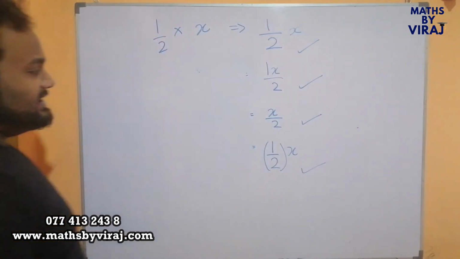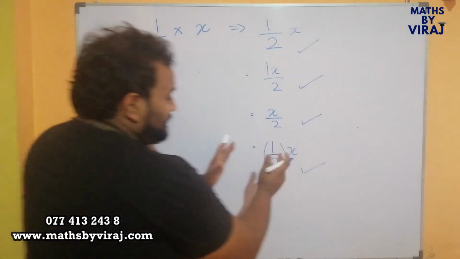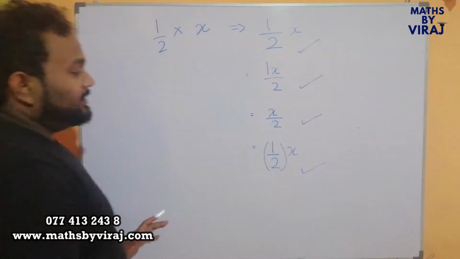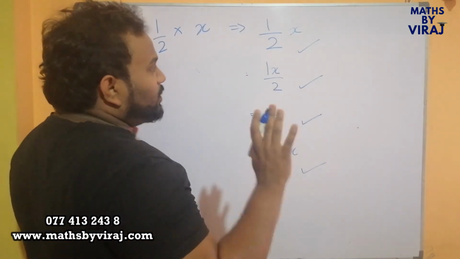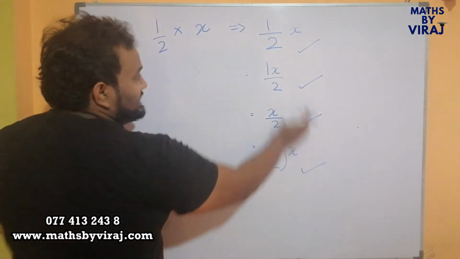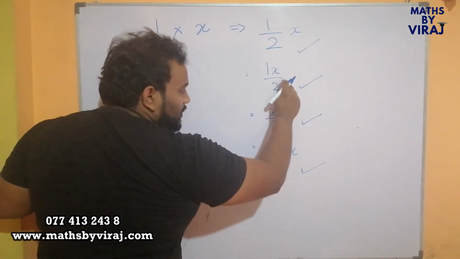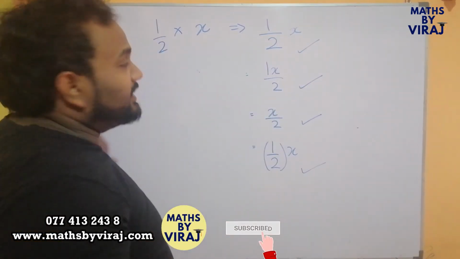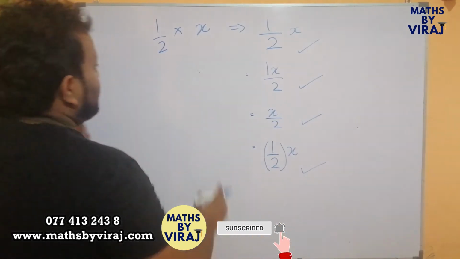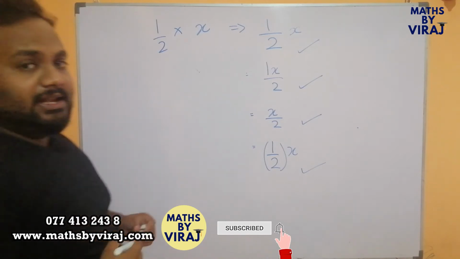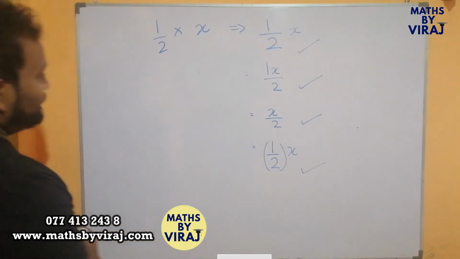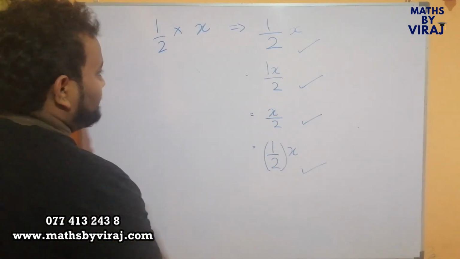The idea behind this is that half is multiplied by x. Half and x, they are multiplied. That's all you should understand. Whatever the form that is presented to you, you should understand that the fraction half is multiplied by the variable x. If you take this as an example, you will understand it much better.